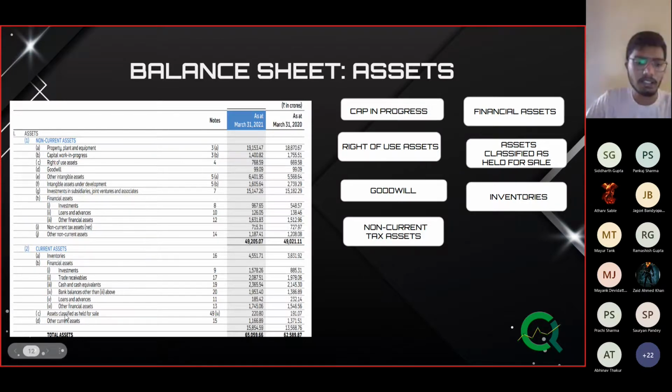Then other financial assets classified as held for sale. This is basically, suppose there are some assets and they are classified, it's the opposite of trade receivables. They have made some deal with some entity and now it's fixed that these motors will be sold to some specific entity, so that comes under assets classified as held for sale and other current assets. Now you can see the total assets here is 65,000 and 59.66 crores.